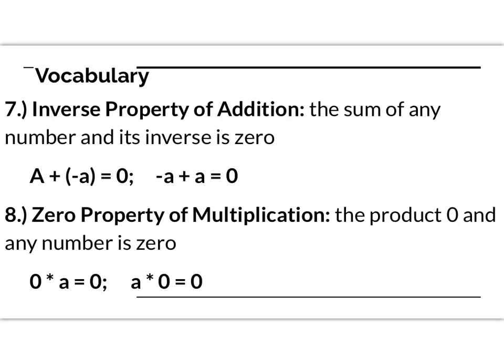The inverse property of addition. Invert, adding the opposite number. A plus negative A, or negative A plus A. So let's take a number. 3 plus negative 3 gives you a 0 pair. Negative 3 plus 3. I switched the numbers around from the first example. It gives you 0. So the inverse property of addition is the same as the 0 pair. The zero property of multiplication: any number multiplied by 0 is 0.